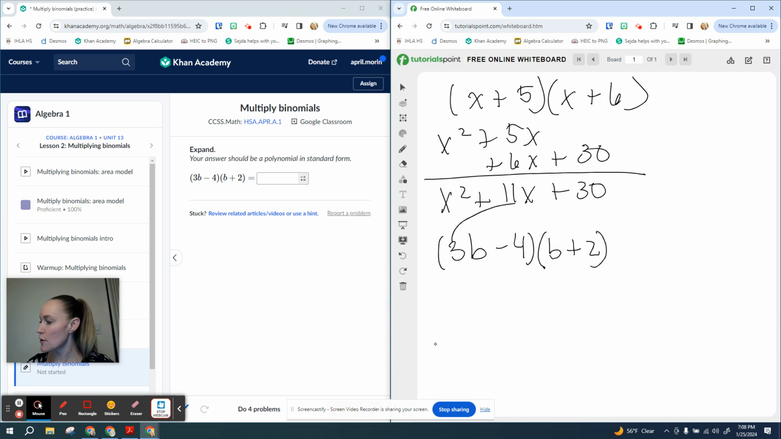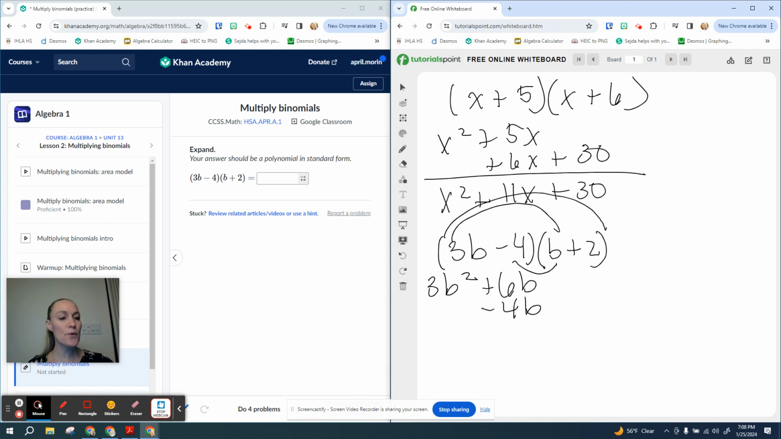Okay, so I'm going to do my first: 3b squared. Outer: 3 times 2 is 6b, minus 4b. Again, I'm writing it underneath because I know they're going to combine. It's just easier for me to see it like that. Negative 4 times 2 is negative 8. Okay, that looks good. 3b squared, then plus 6 minus 4 is plus 2b minus 8.